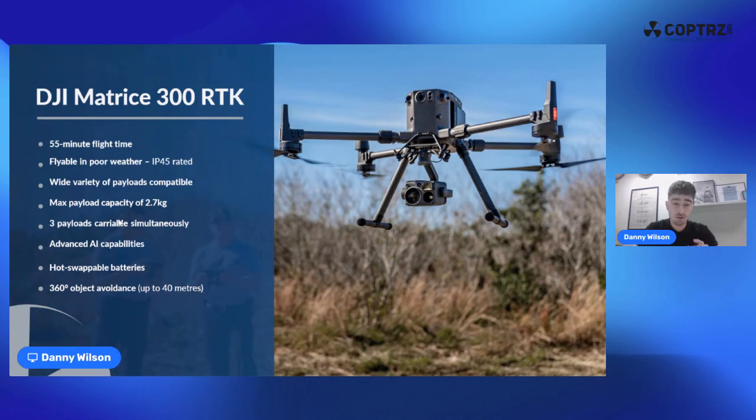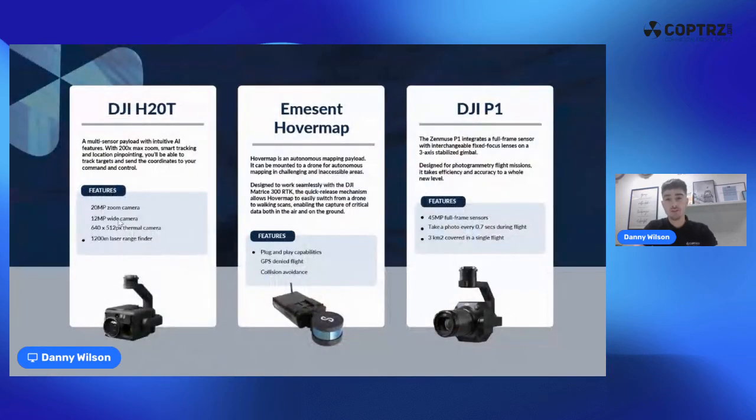It actually has 360 degrees object avoidance, up to 40 meters. So it's got the omnidirectional sensors to make sure that when you're flying, it will alert you if you're flying too close somewhere, or even possibly a hazard or a danger to the drone. So most importantly with the DJI Matrice 300, you need to know what payload is best for your application.